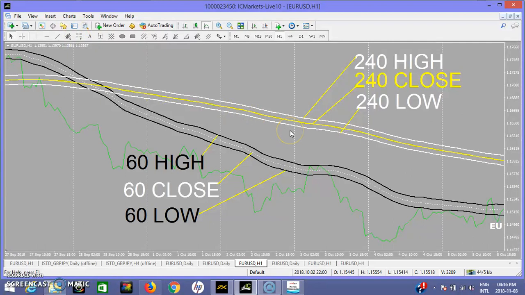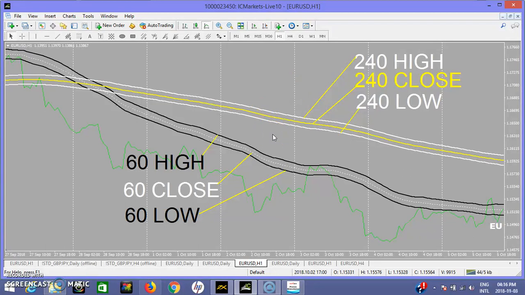These are the settings of the EMAs. It's a 60 high, which is this one here. Then 60 close, this is the middle one here. Then 60 low, which is the bottom one here. Then the 240 is made out of three EMAs too. So the 240 high, this one here. 240 close, the middle one here. 240 low, the bottom one here.